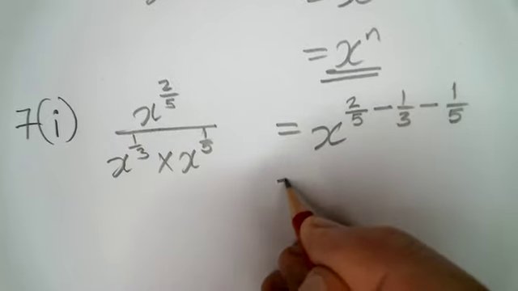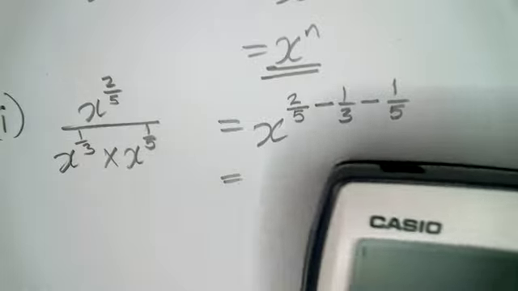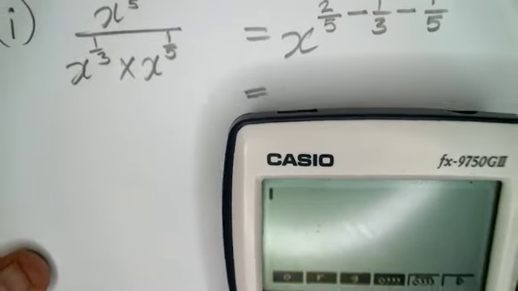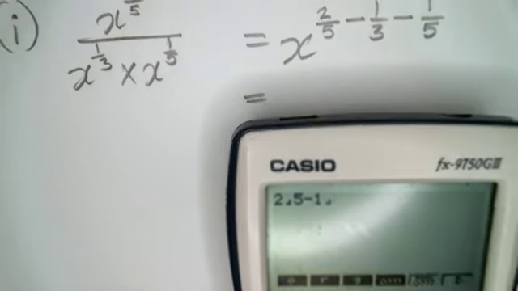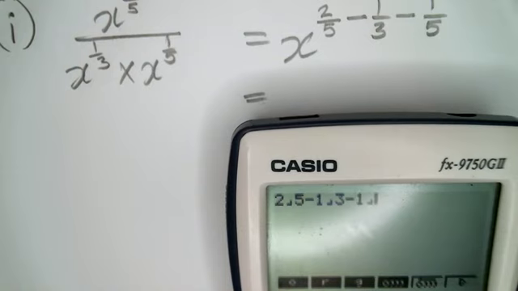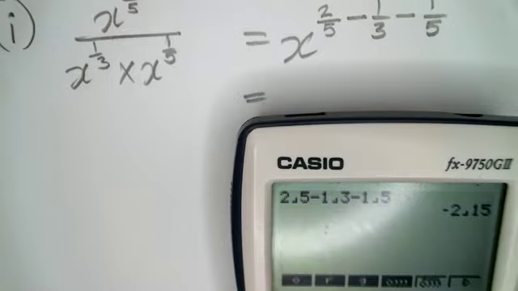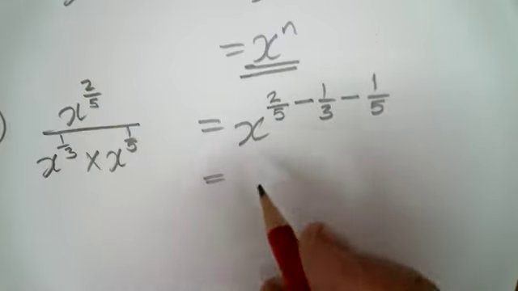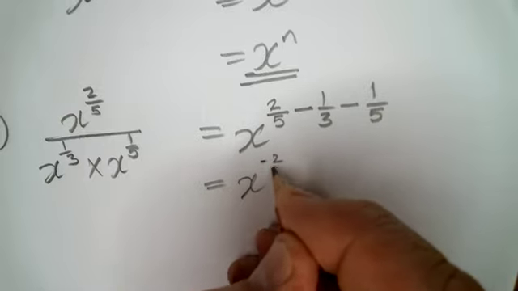Now, of course, if you're good with fractions, you can just go ahead and add and subtract those as necessary. I'm going to cheat, and I'm going to use a calculator. So let's have a look, we've got 2/5, minus 1/3, minus 1/5. Let's see what we get. And we get negative 2/15. So the answer is going to be x to the power of negative 2/15.